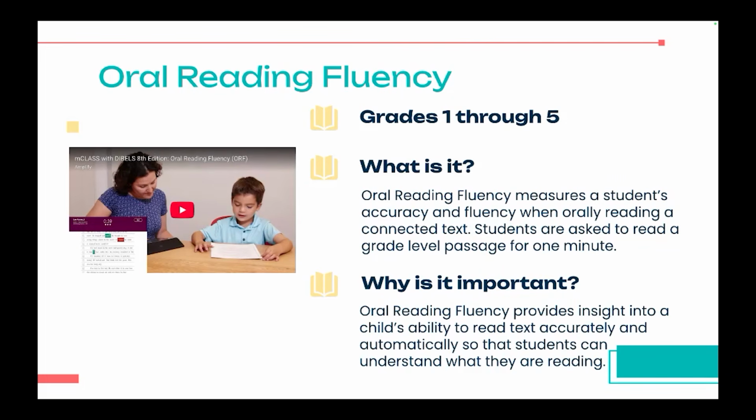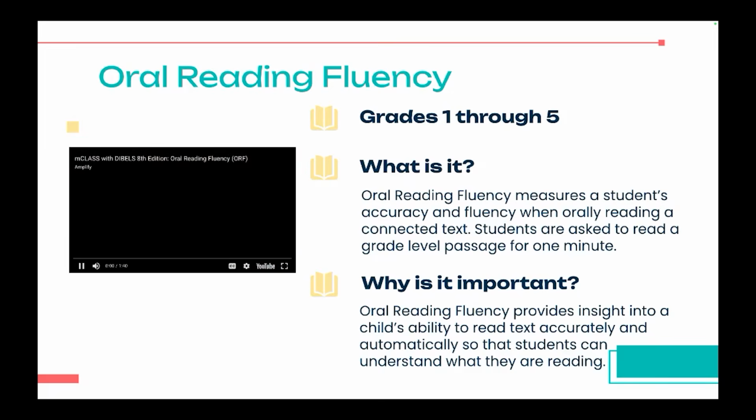All right. Our next subtest that we're going to talk about is oral reading fluency, and this is required in grades 1 through 3. Some of our 4th and 5th grade students may also be assessed on this measure if they are in intervention groups or Read to Achieve. Students are asked to read a grade level passage for 1 minute. The oral reading fluency assessment provides insight into a child's ability to read text accurately and automatically so they can focus on understanding what they are reading. So you'll get to watch a short clip of this as well.